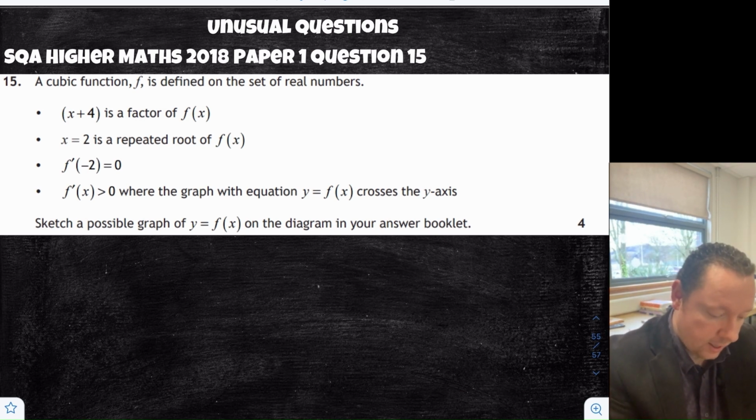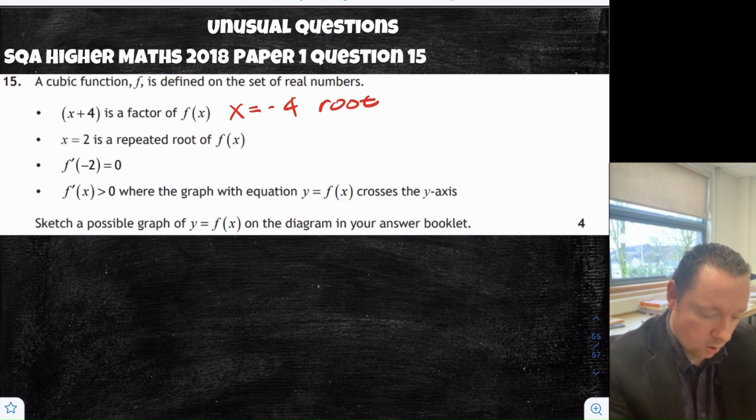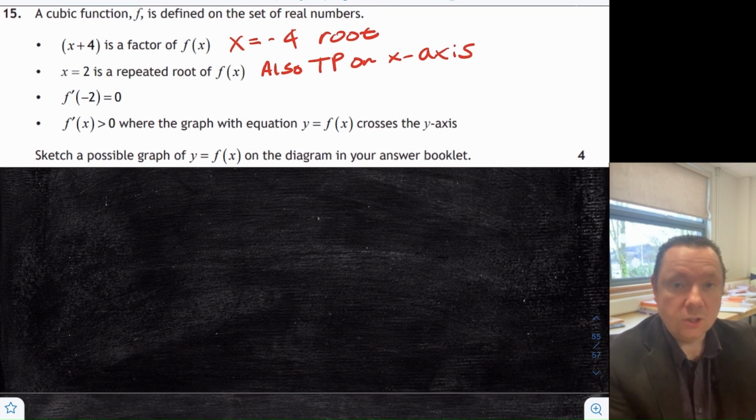x plus 4 is a factor, means that x equals minus 4 is a root. That's where it crosses the x-axis. x equals 2 is a repeated root, which means that it's also a turning point on the x-axis. That's what happens when you've got a repeated root. So we can start drawing a graph. We can look at the other options in a minute.